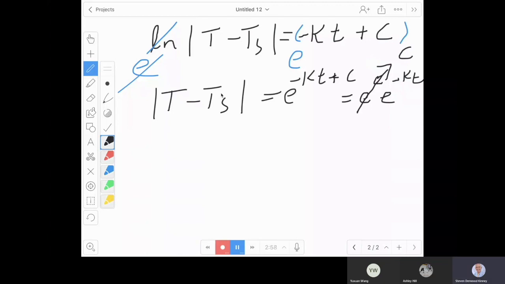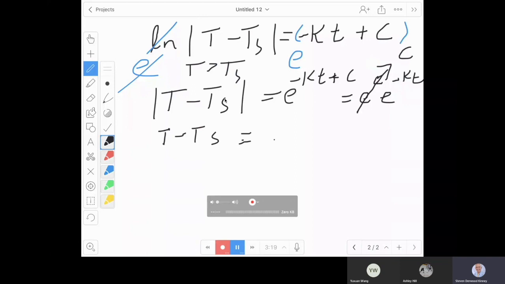Okay. But what's inside the absolute value brackets is positive. So it's the same as saying T minus T sub S, because T is greater than T sub S. All right, so I can get rid of the absolute value brackets there. That's a little liberty I can do in math. And then I got C as my new constant.